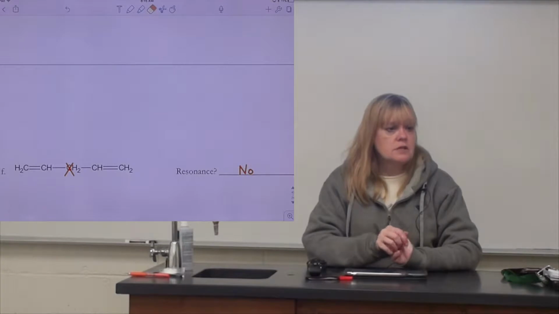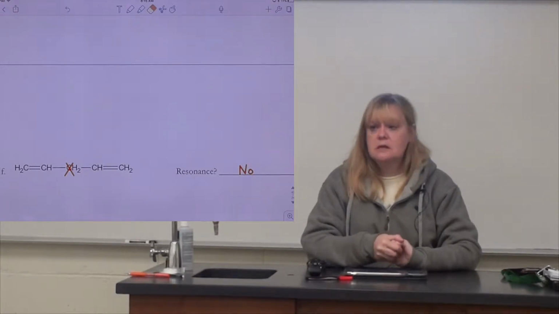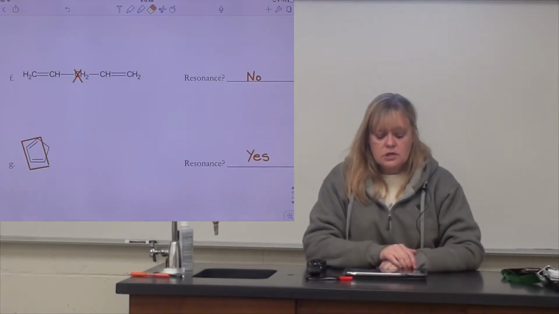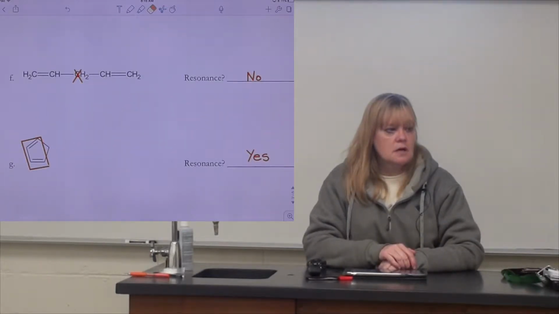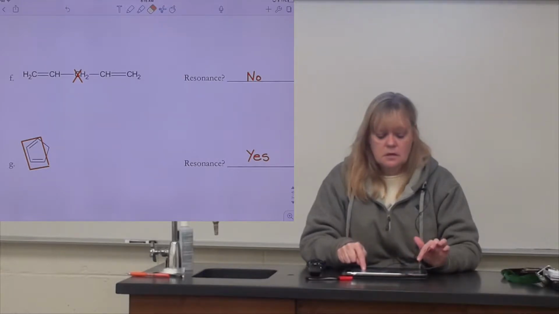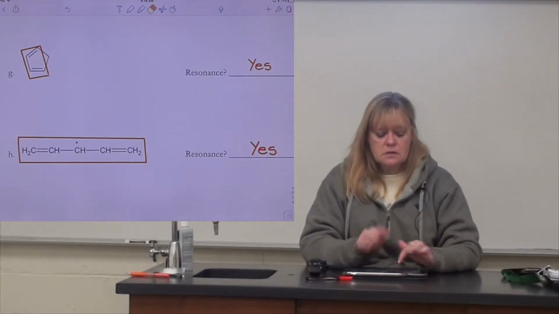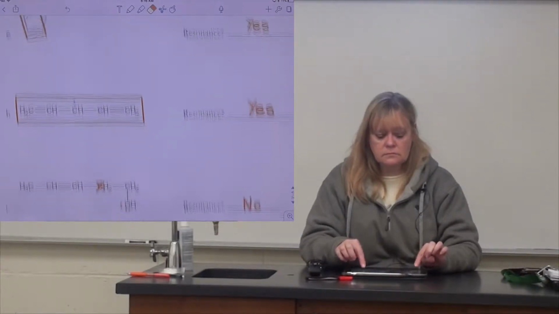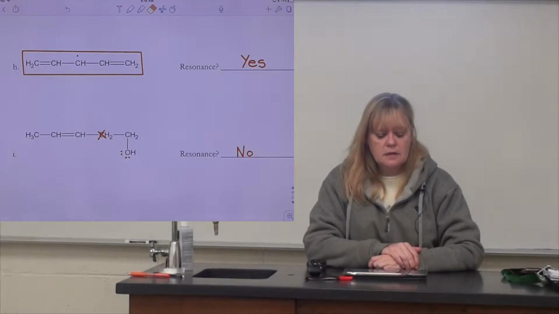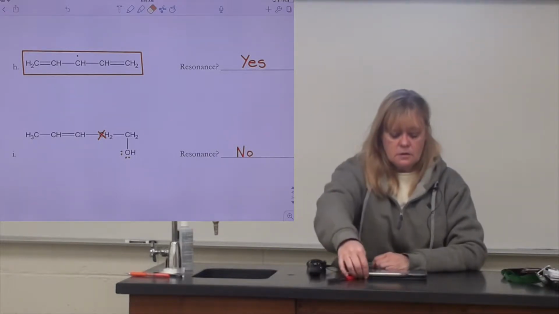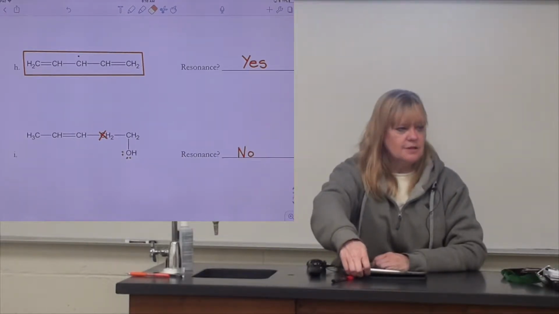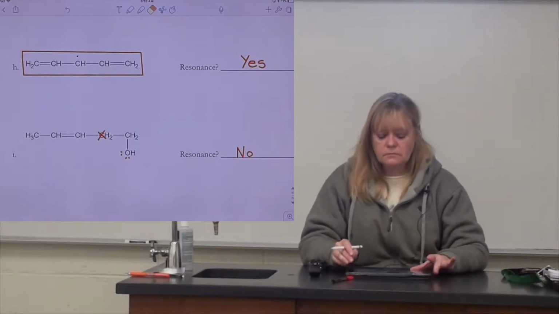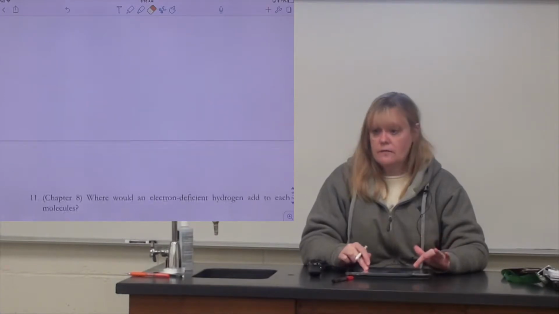F, you can't have resonance there because it's interrupted. So you don't have three or more. G does have resonance through that area I boxed in. H has resonance through the whole thing. I does not. You actually have two interruptions there, but you get the idea. You don't have three in a row. And that's all of them.